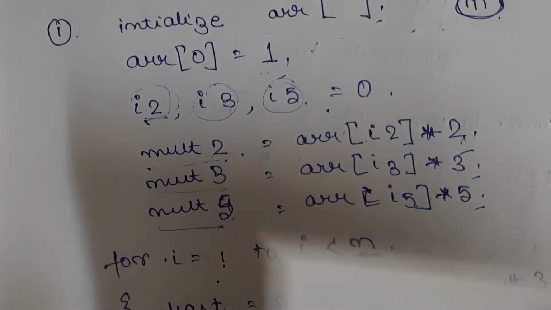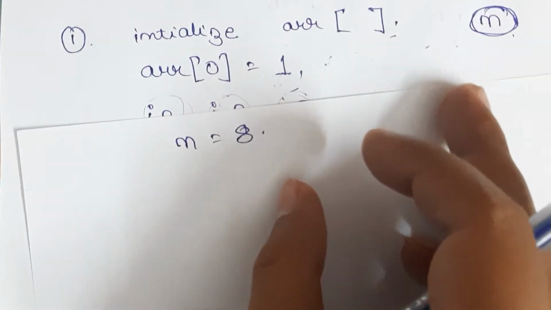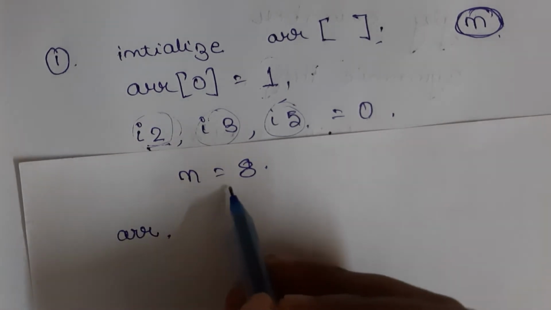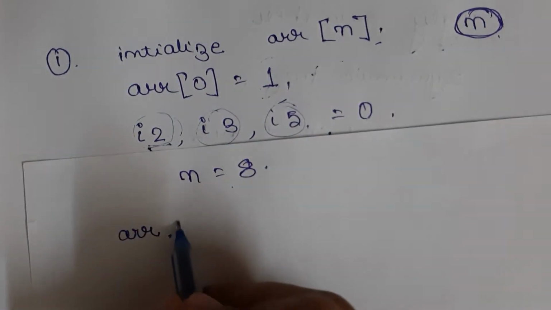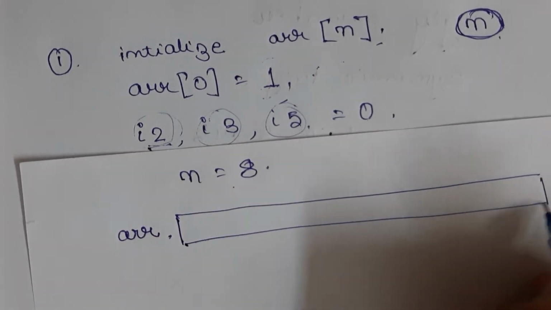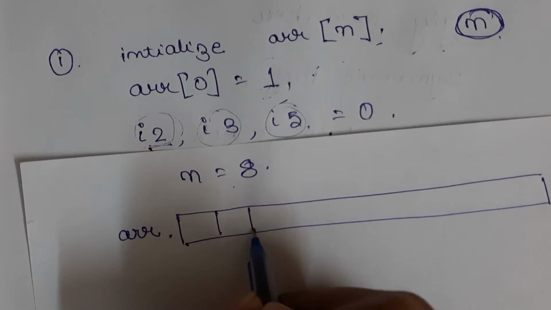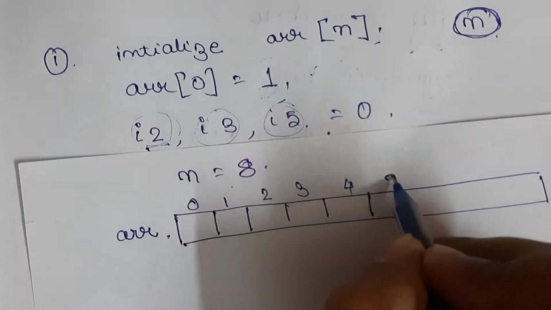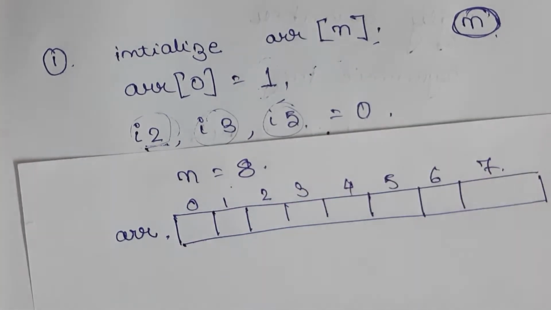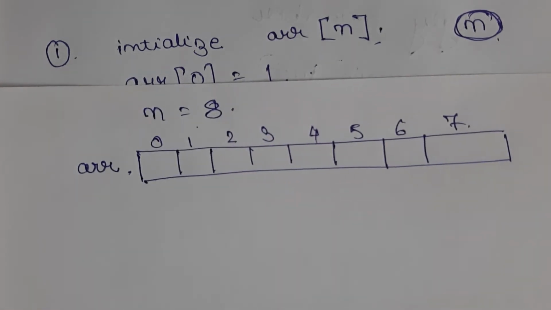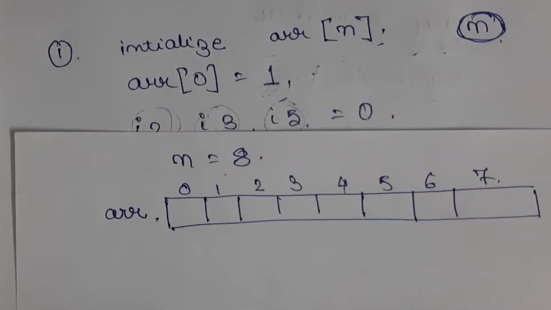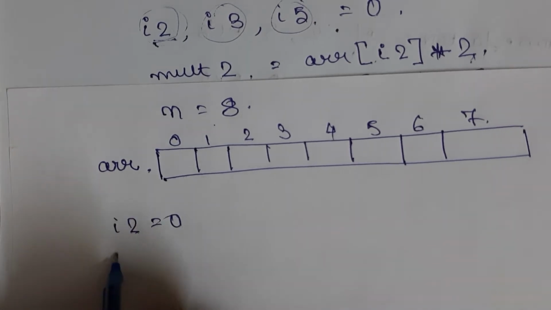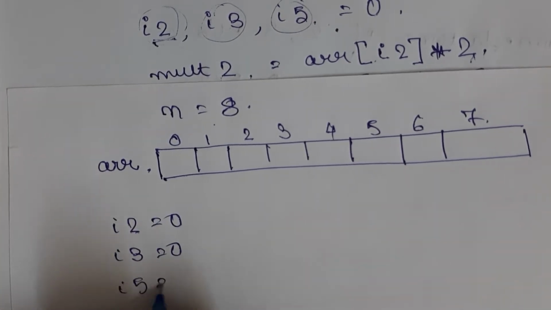As you can see, first we have initialized the ARR array. So I am initializing an ARR array. Sorry, I forgot, it is of n size, so I have made an ARR array of 8. I think it's okay, right? Now, what is the second step? I have initialized three variables, that is I2 with 0, I3 with 0 and I5 with 0.